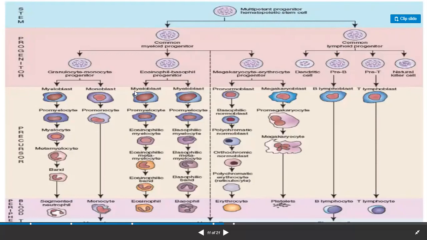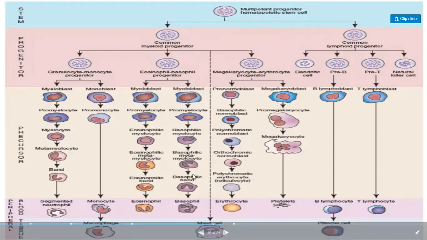Then let's look at the eosinophil and the basophil. Now, these myeloblasts will give rise to promyelocytes, eosinophilic myelocytes, eosinophilic metamyelocytes, eosinophilic band, and then you have eosinophil, similar to what you had with neutrophil. But this time around, it is eosinophil. Then for basophil, the myeloblasts will give rise to promyelocytes, basophilic myelocytes, basophilic metamyelocytes, basophilic band, and then basophil. So basophil, eosinophil, and neutrophil have almost similar stages of differentiation.